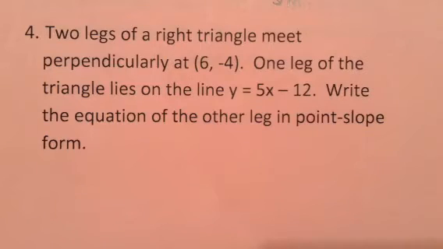Two legs of a right triangle meet perpendicularly at 6, negative 4. One leg of the triangle lies on the line y equals 5x minus 12. Write the equation of the other leg in point slope form.